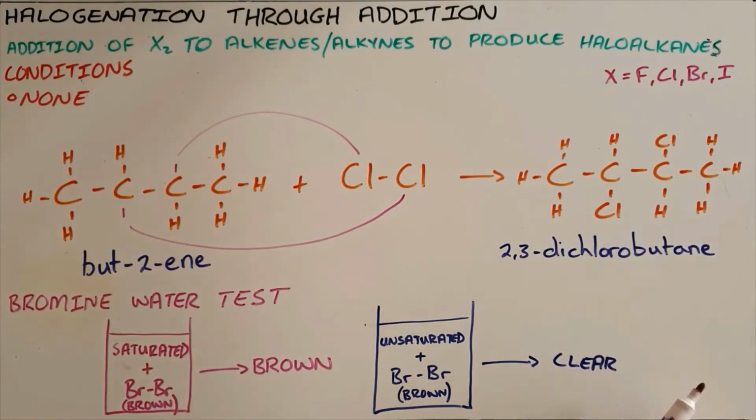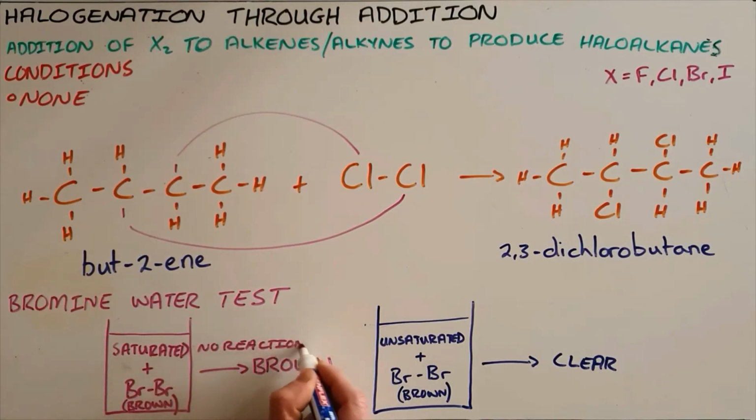One of the common applications of this type of reaction is known as the bromine water test, where bromine is a brownish color, and so when we add bromine water to a saturated compound, being a compound that does not contain double bonds, there is no reaction. And because there is no reaction, the water would remain a brownish color.